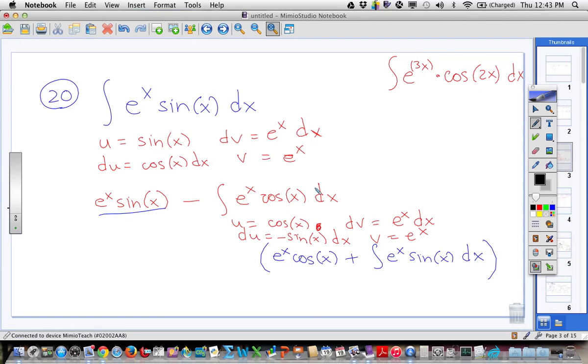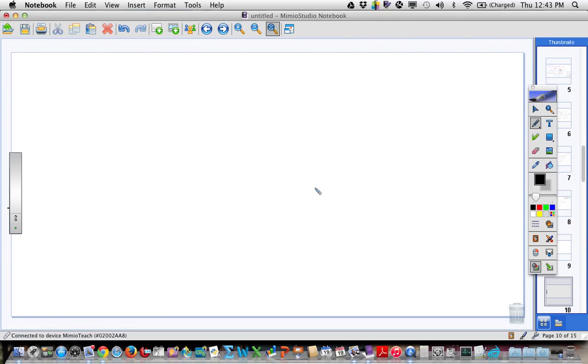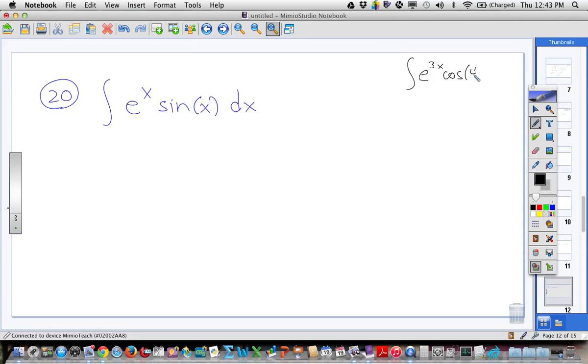All right, so here's a couple I want to go through. So let's talk about number 20 here. Now, this is a simplified version of number 20 that I want to do today. Number 20, I think it was like e to the 3x, and it was cosine of 4x, right? Something like that. 2x, cosine 2x.